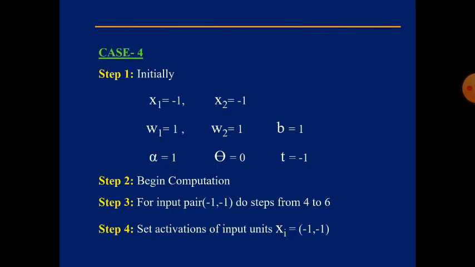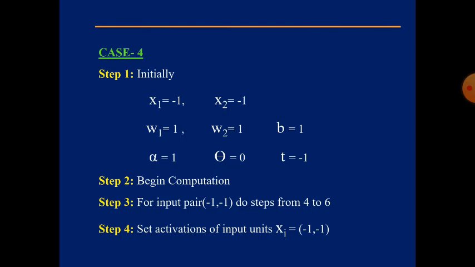Now we will go with the last case, the fourth case. Here the inputs are x1 equal to -1, x2 equal to -1. The weights are the same because we didn't update them. Only in the first case we updated the weights, where w1 equal to 1, w2 equal to 1, bias b equal to 1. We will start the computation as usual. If you observe here, the target output is -1. Why? Because here both the inputs are -1, -1. Only in this case will the target output be -1. In all the other cases, the target output will be 1, because if one of the inputs is 1, we get the target output as 1.